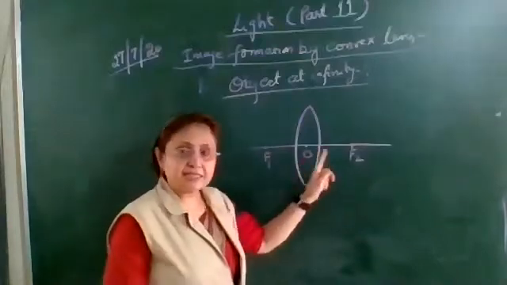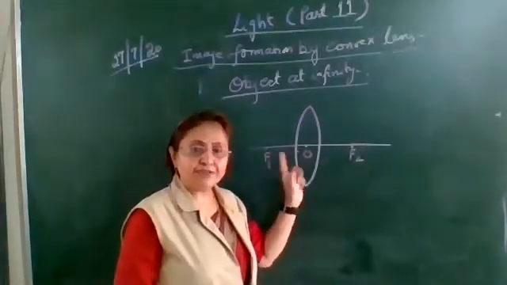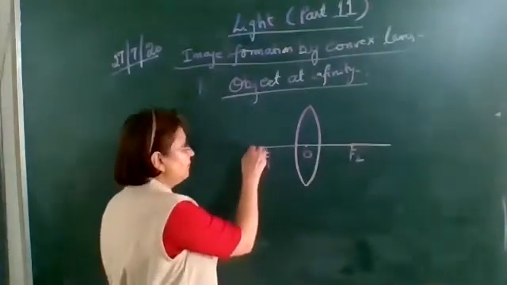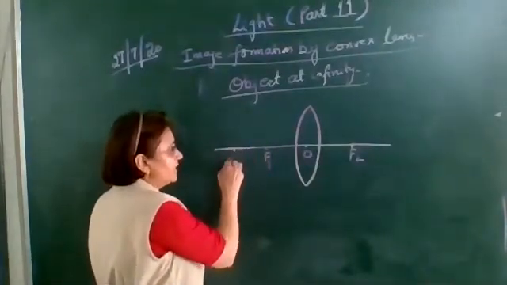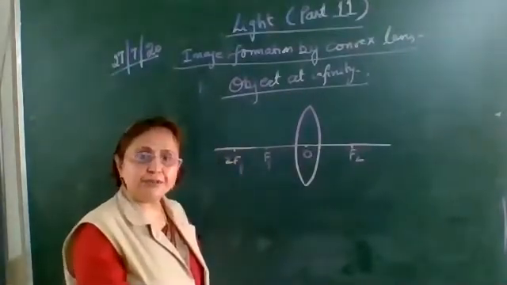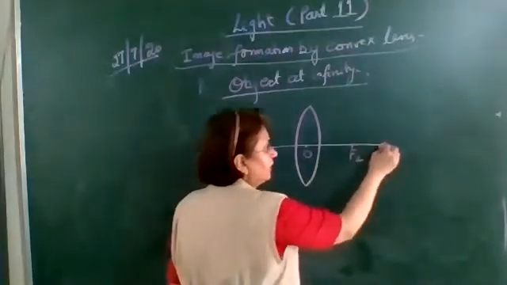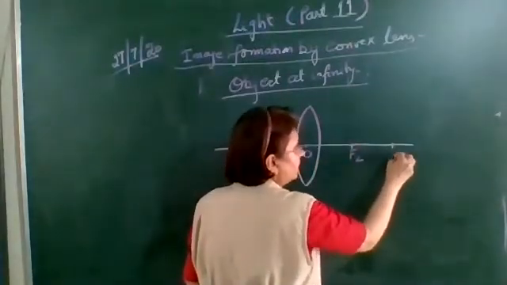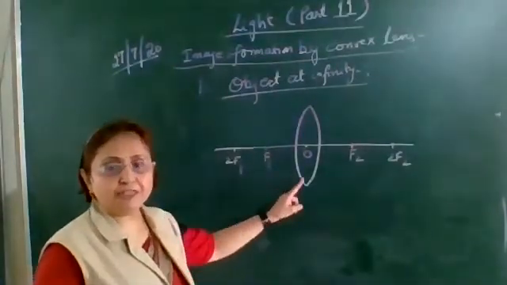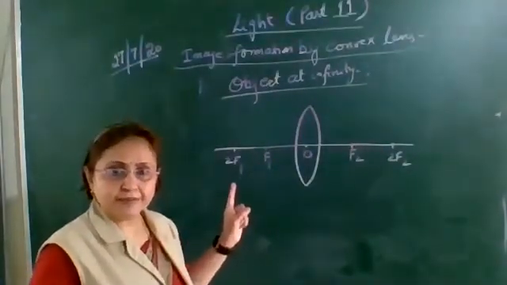Okay, again, as I said, the center of curvature we are not going to mark, but we'll mark a point double the focal length. So, twice the focal length, we mark a point on the left side, which will be 2F1. Similarly, on the right side, we mark a point 2F2. Okay, so these will be the points which we are marking.